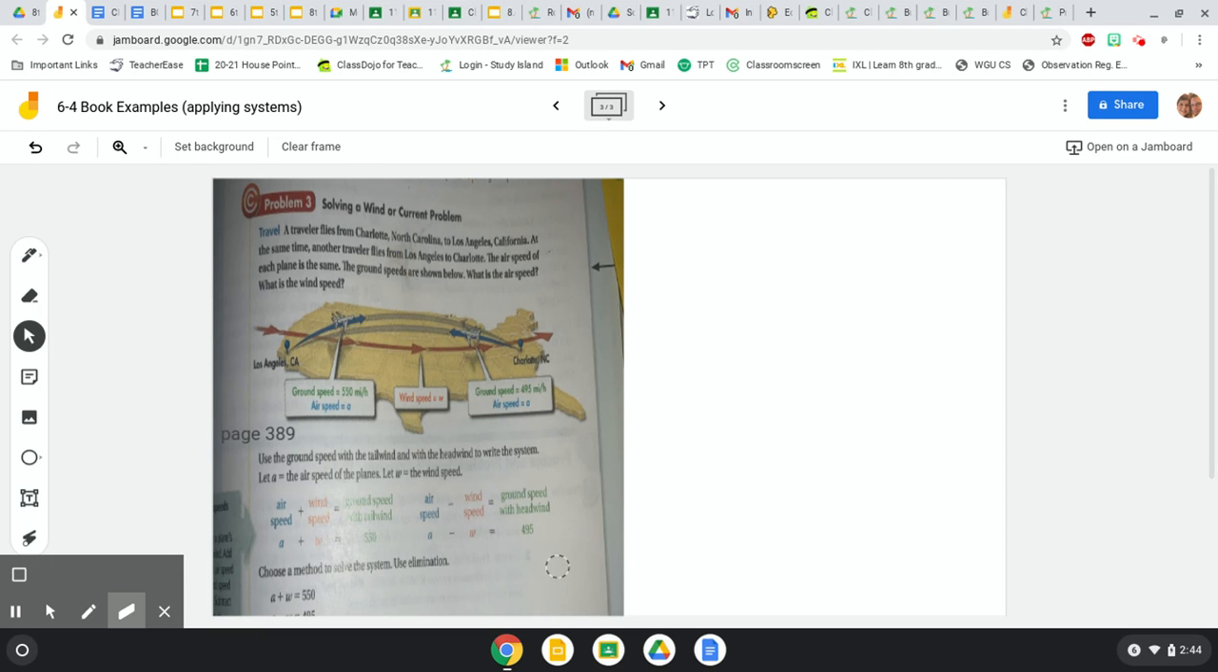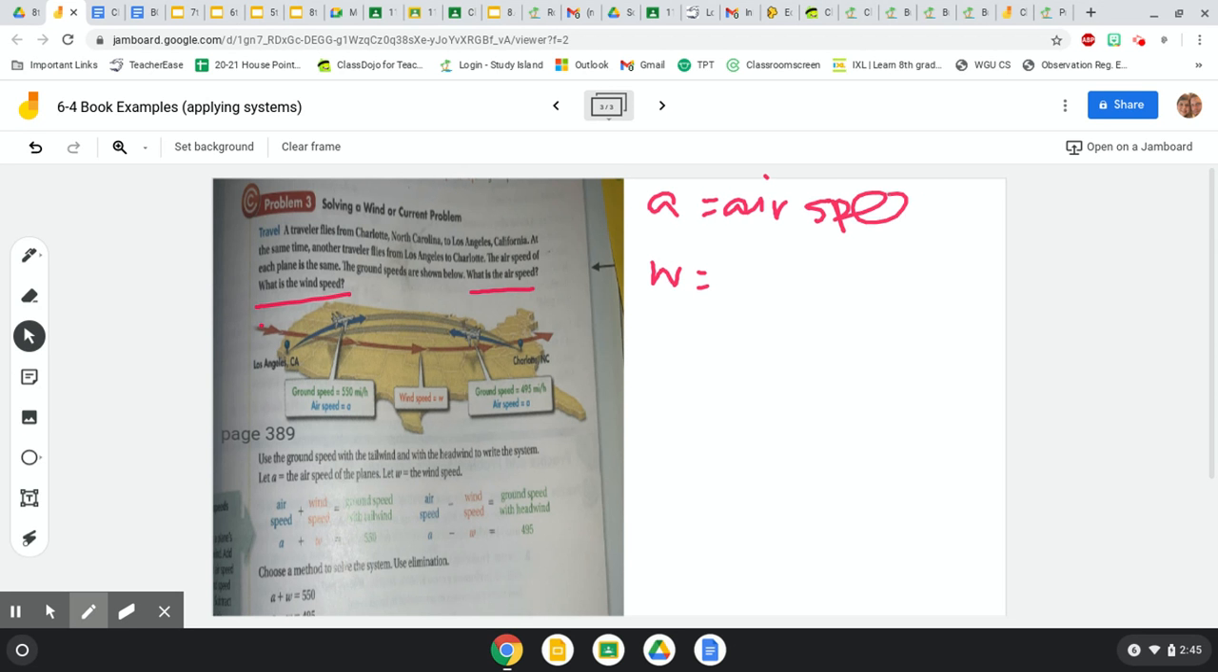Okay, well, same process. I'm going to go ahead and define my variables. So I know a lot of times we use x and y, but now you're a little more comfortable with it, so I'm going to use a and w. And this one's a little bit easier because when I define my variables, the question is asking for two different things, telling me what my two unknowns are. So airspeed, I'm going to use obviously a, and wind speed as w. Okay, so those are obviously my two variables that I'm looking for.